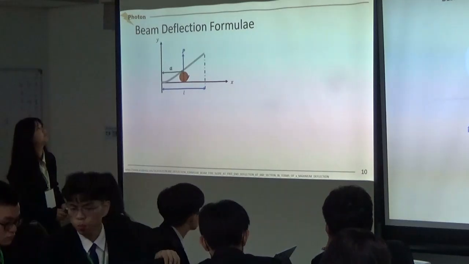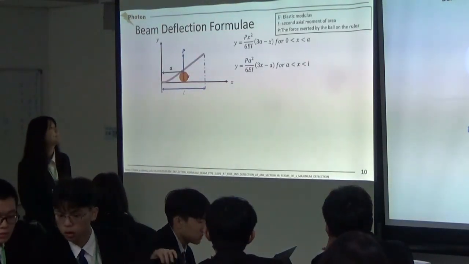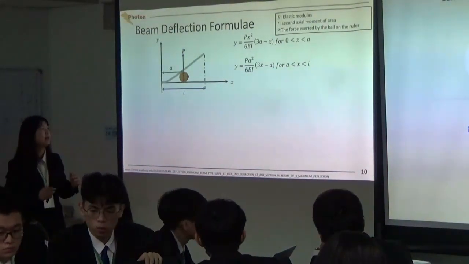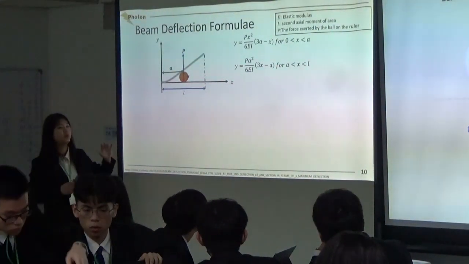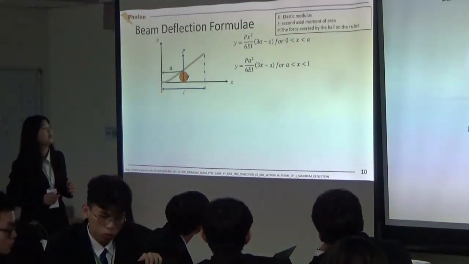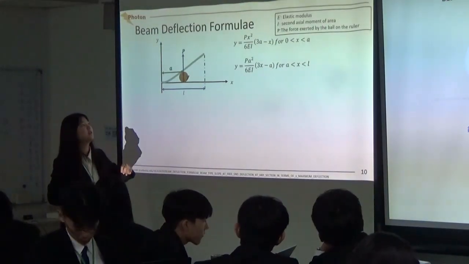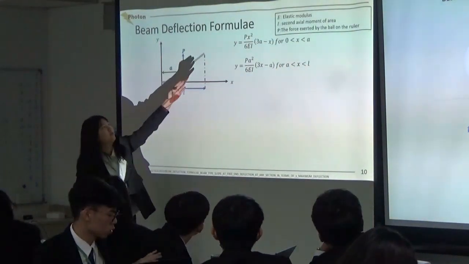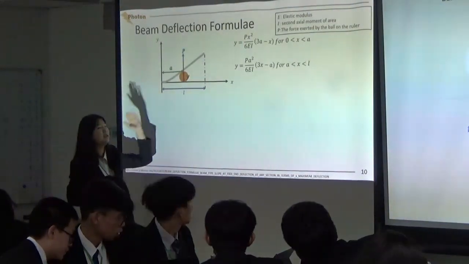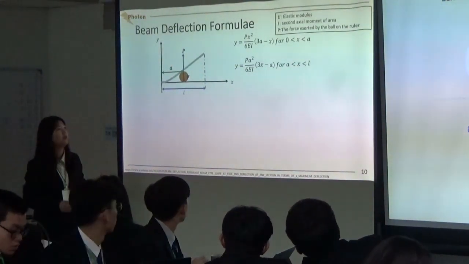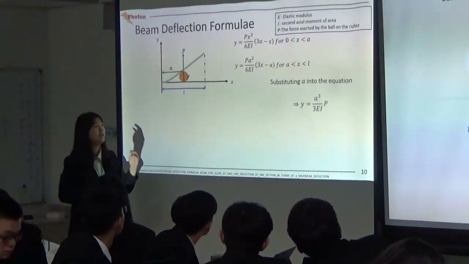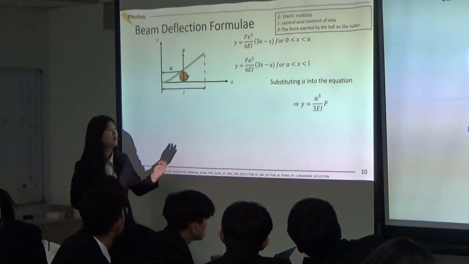And there is the beam deflection formula. With this formula we can explain the relation between the supporting force and the deflection of the ruler. We can know that when A is bigger than X, we use formula 1, and when X is bigger than A, we use formula 2. And in our experiment, because A will equal X, we substitute A into the equation, and we can know that Y will equal this.